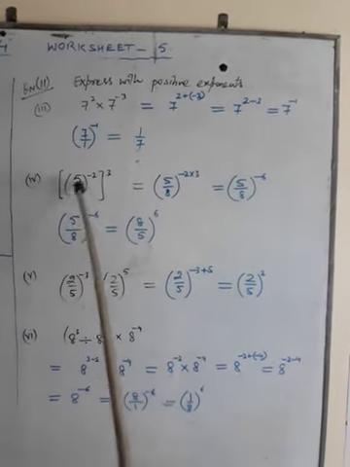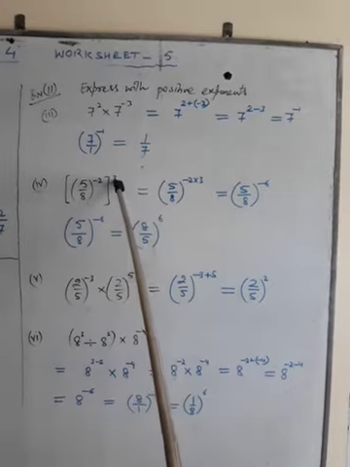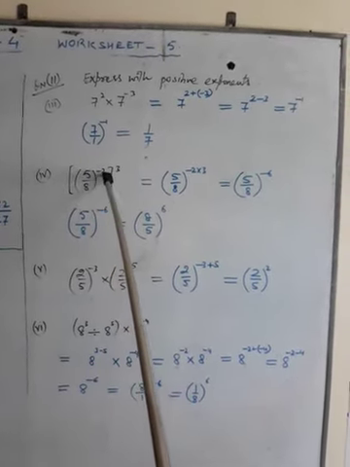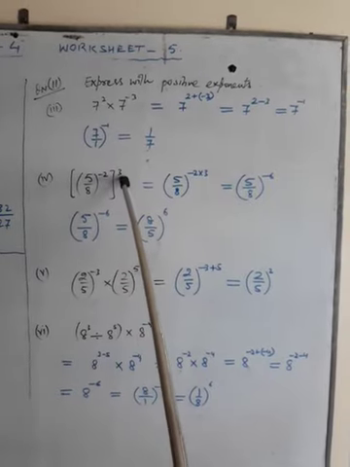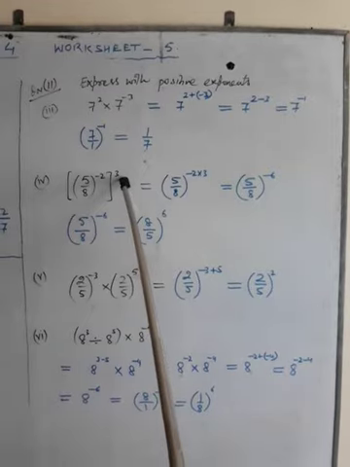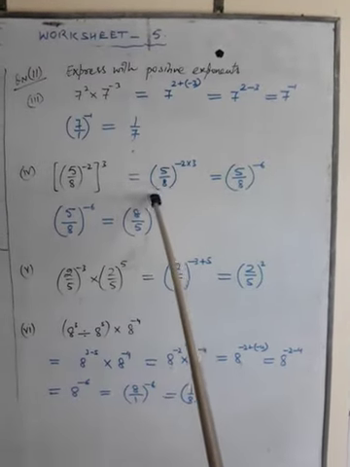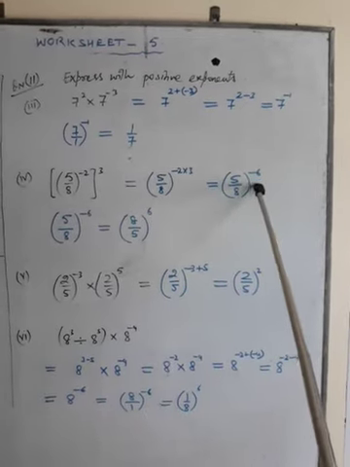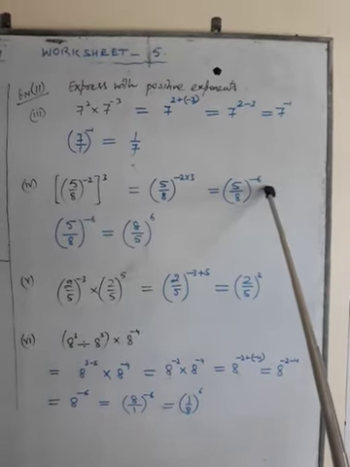It is (5 over 8) to the power minus 2, whole to the power 3. It is given. You can see this can be considered as (x to the power m) to the power n, which you already know is equal to x to the power m into n. So x is 5 over 8, written as such. Minus 2 into 3 becomes minus 6. So (5 over 8) to the power minus 6 is there.